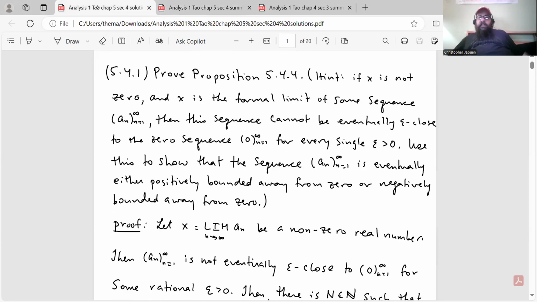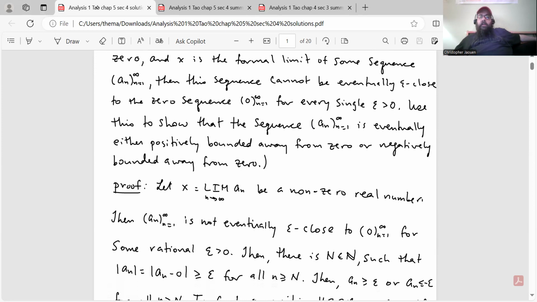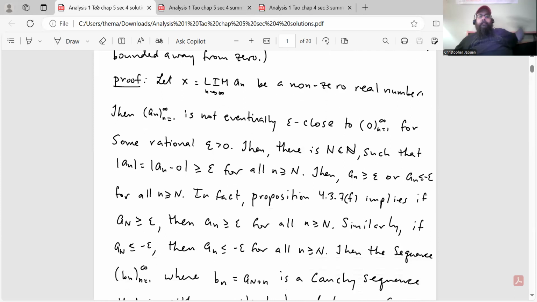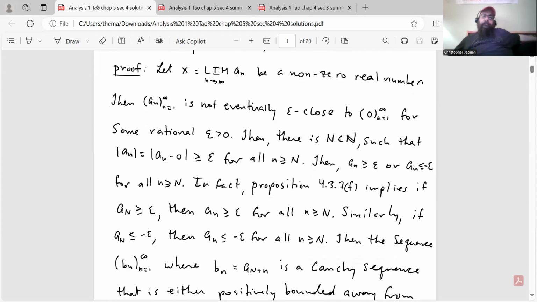He gives a hint here for the first part. He says if x is not 0 and x is the formal limit of some sequence a_n, then the sequence cannot be eventually epsilon close to the 0 sequence for every single epsilon greater than 0. So use this to show that the sequence a_n is eventually either positively bounded away from 0 or negatively bounded away from 0. So that's what I did. Let's prove that first part here.